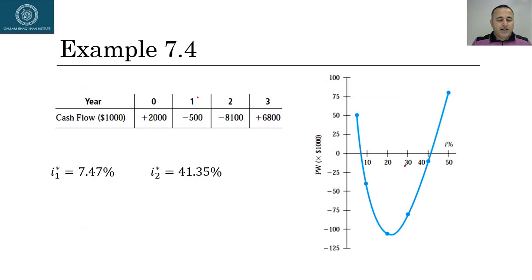Okay, let's take another example. Example 7.4. This is another cash flow diagram. These numbers are multiples of $1,000. Okay, if I find out the IRR by, it's a spreadsheet function, one of the IRR is 7.47 and the second IRR is 41.35.